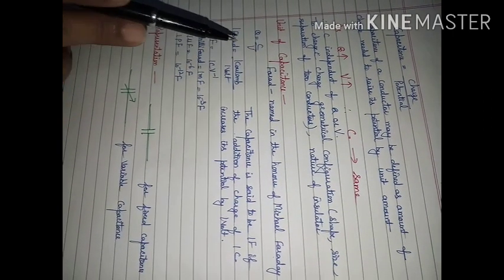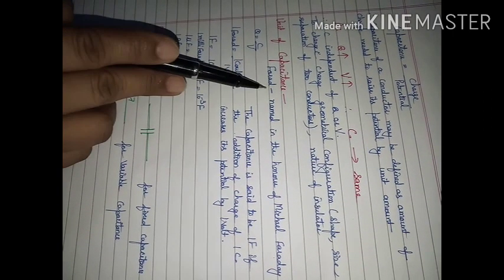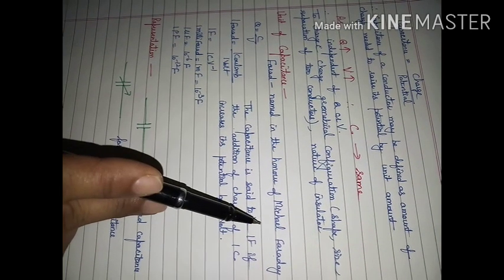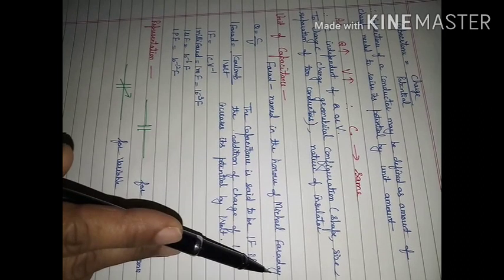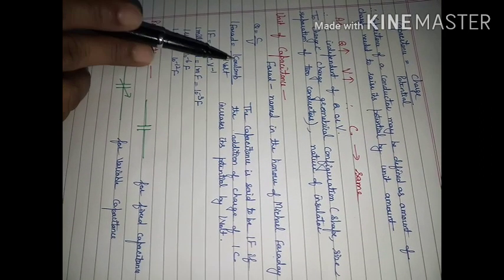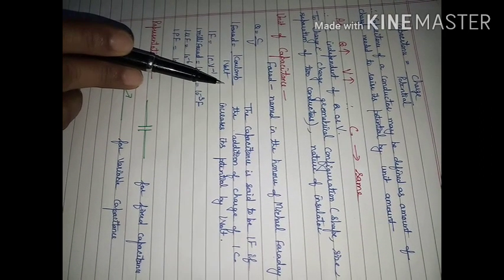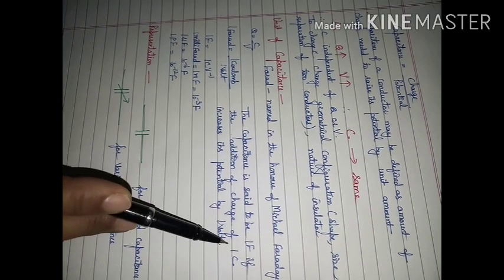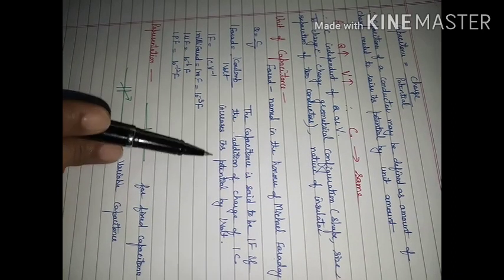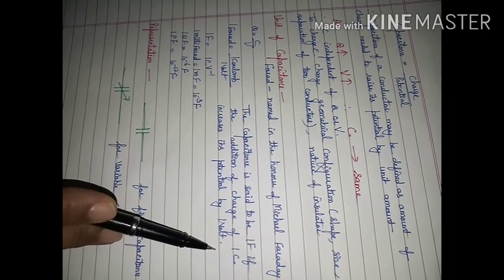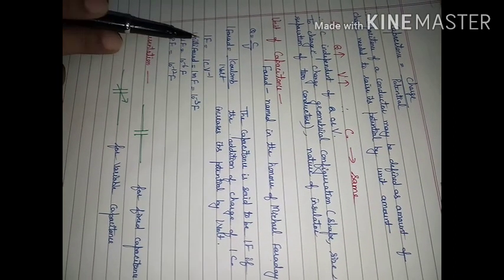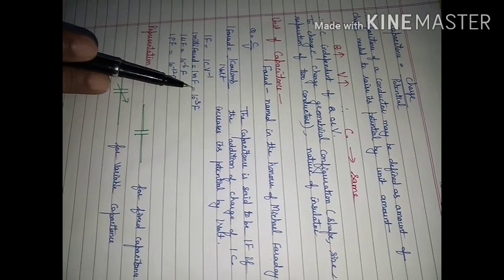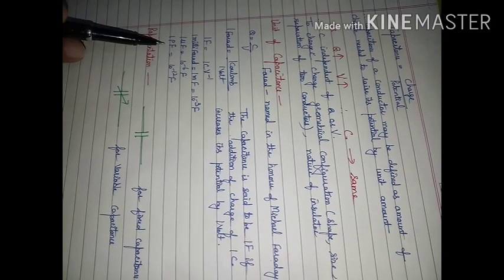What is the unit of capacitance? The unit of capacitance is the farad, given in honor of the great physicist Michael Faraday. So 1 farad will be equal to 1 coulomb upon 1 volt. Capacitance is said to be 1 farad if addition of a charge of 1 coulomb increases its potential by 1 volt. 1 farad is a very big unit of capacitance. So smaller units will be 1 millifarad, 1 microfarad, 1 picofarad.